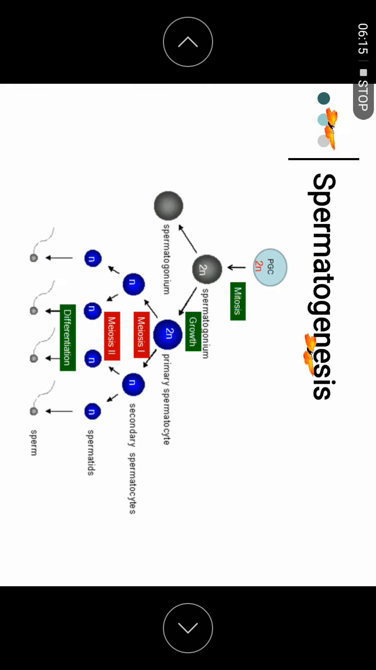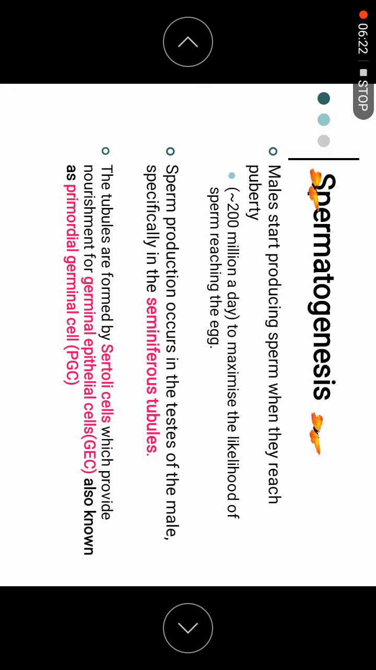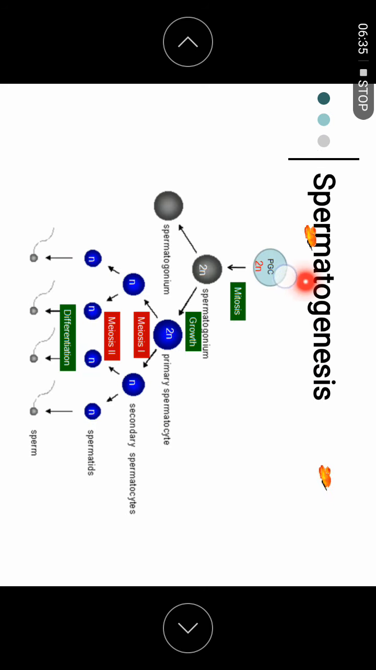So for spermatogenesis, it starts from the primordial germinal cell. Some of your books will use the word primordial germinal cell or germinal epithelial cell. This is referring to the beginning, the parent cell in the testis. It will undergo mitosis to produce a lot of spermatogonium, many, millions of them.